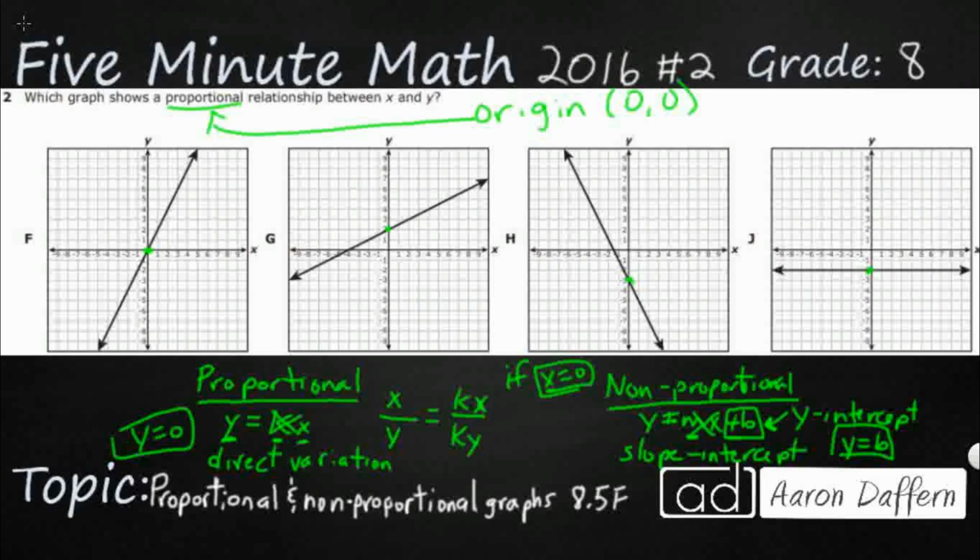So if you are stuck, you have no idea what proportional relationship means, try to find the one that's not like the others. And if you notice, there's only one of these graphs that goes through the origin. The other 3 skip it, which means these other 3 are slope-intercept form. Our answer here is F.